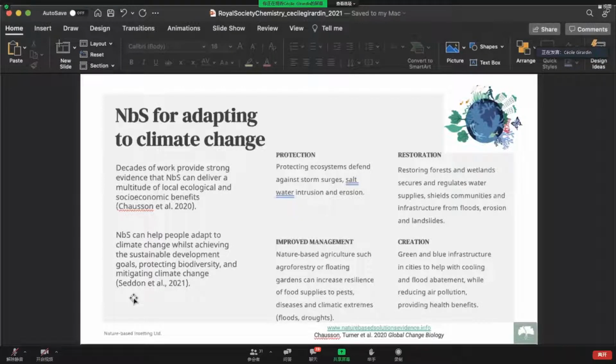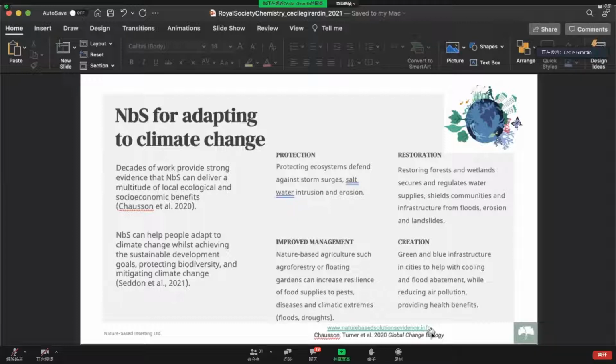So there are decades of work providing strong evidence that nature-based solutions can deliver a multitude of local, ecological, and socioeconomic benefits. These have been reviewed extensively in this article by Alexandre Chausson et al. from the Nature-Based Solutions Initiative. You can find it on our nature-based solutions evidence platform. And here you can find a multitude of peer-reviewed examples that show that the protection, restoration, improved management, and creation of ecosystems have adaptation benefits.